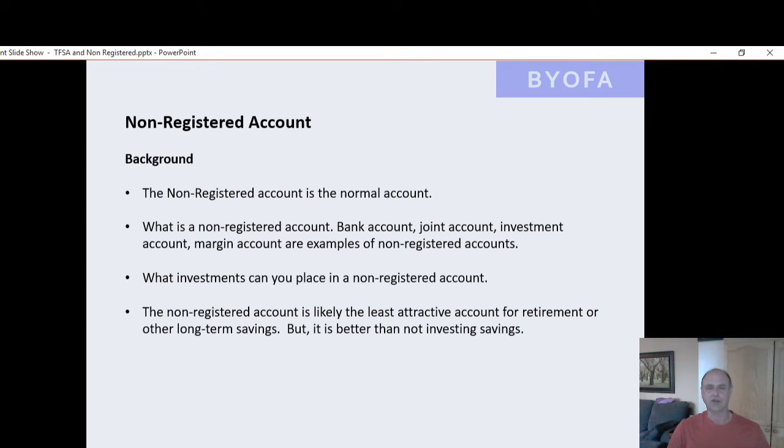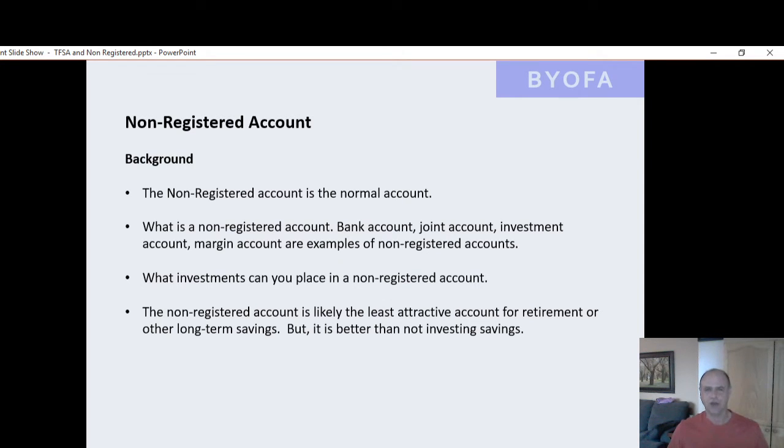Now, I should also say this. We talked about the RSP and derivatives. We talked about the tax-free savings. Now we're talking about the non-registered account. You can place the same investments in every account. By and large, there's probably a few exceptions, but if you want to hold shares of an exchange-traded fund, that can be held in an RSP, in a tax-free savings, and or in a non-registered account. You would have to open up an investment account, but the investment doesn't care what account it's in. Okay, so I talked about that.